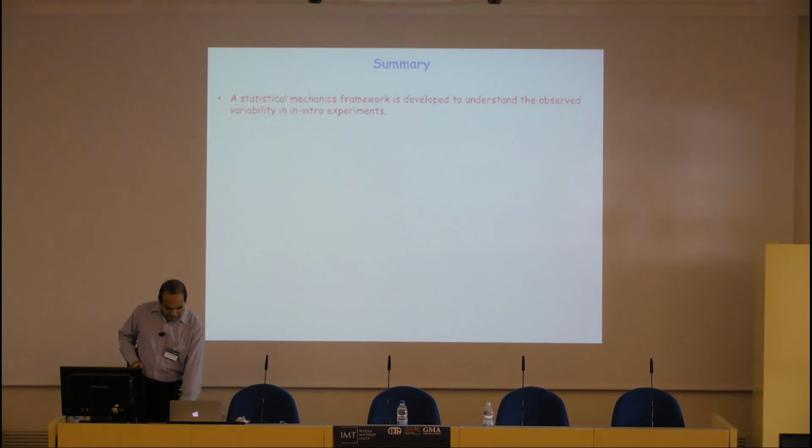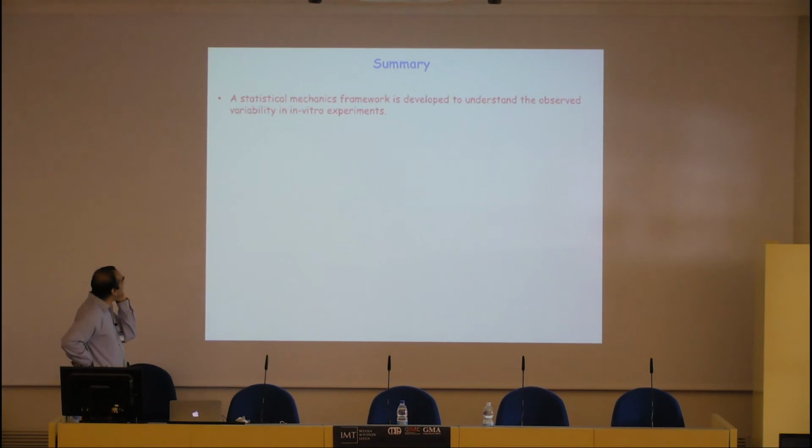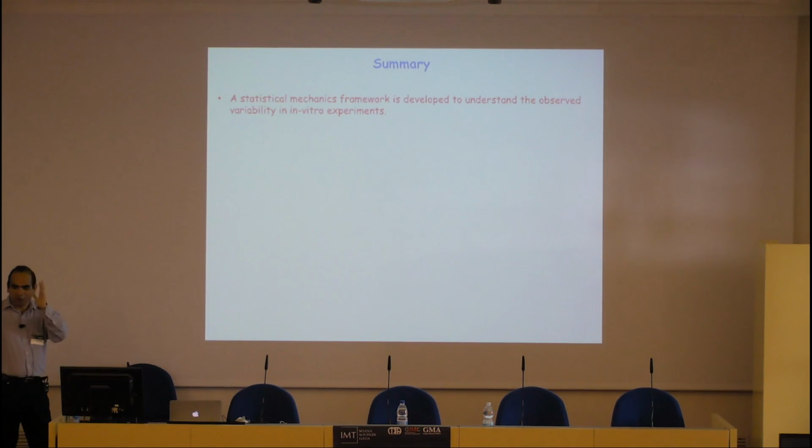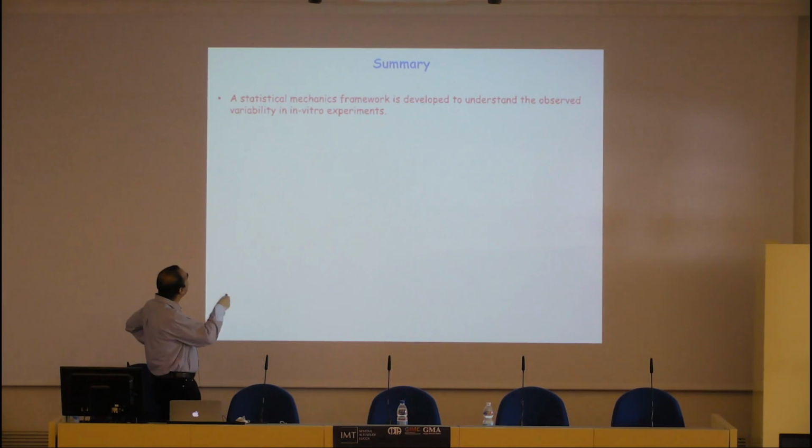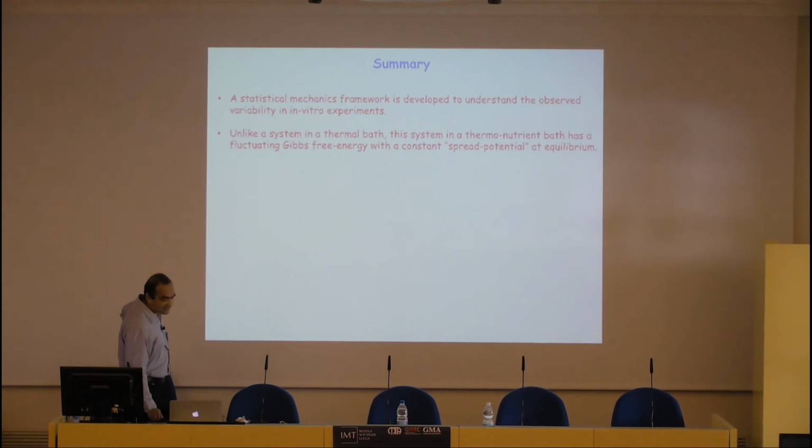I'll end the talk. I wanted to spend one or two minutes summarizing what I wanted to say. The main thing is that we've got ourselves a statistical mechanics framework to describe these kinds of variability observed in vitro experiments. Unlike a system in a thermal bath, in a thermonutrient bath, what you're getting is a system that has a fluctuating Gibbs free energy. It is not a system where the Gibbs free energy is constantly decreasing and you would get equilibrium at the minimum Gibbs free energy.